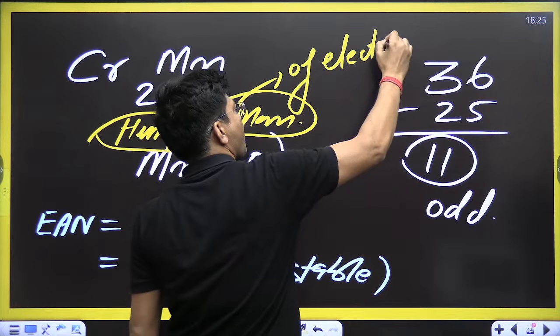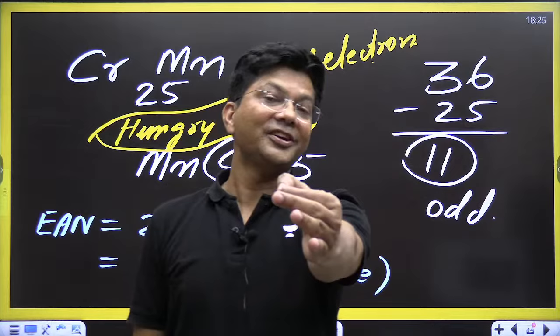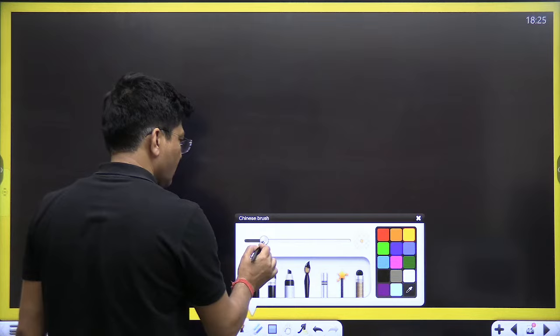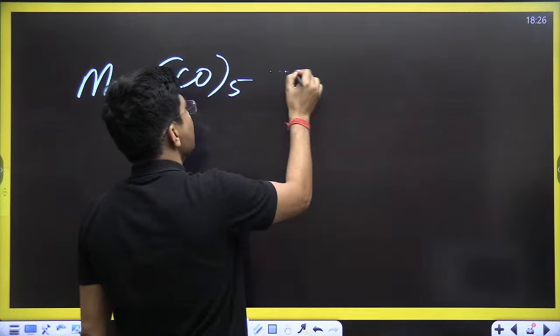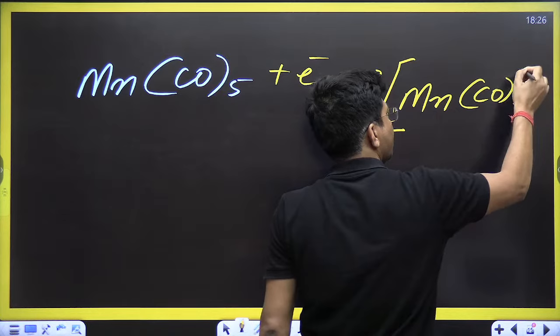How many electrons is it in need of? Kids, do let me know in the chat section. One electron. So, to gain stability, what will it do? Mn(CO)5 will snatch one electron and it will convert into [Mn(CO)5] with one negative charge.